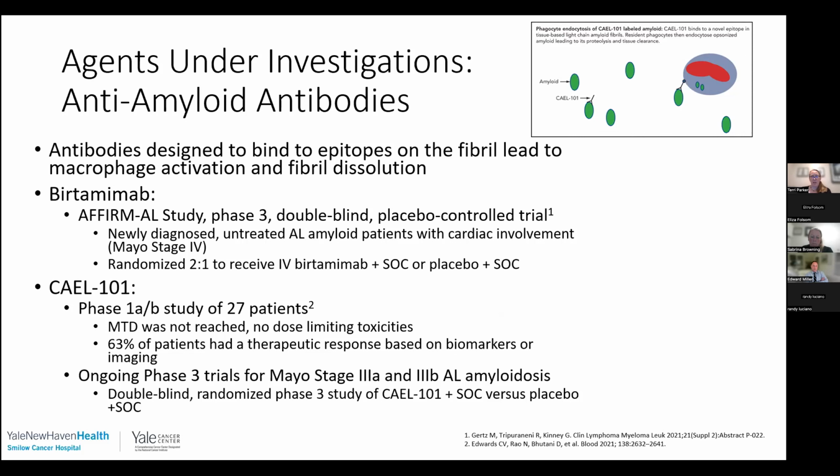So there are 2 ongoing phase 3 trials specifically for Mayo Stage 3A and 3B AL amyloidosis patients. And again, both of these trials are double-blind randomized phase 3 studies combining the anti-amyloid fibril CAL-101 with standard of care, which would be the combination of daratumumab, cyclophosphamide, bortezomib, and dexamethasone.